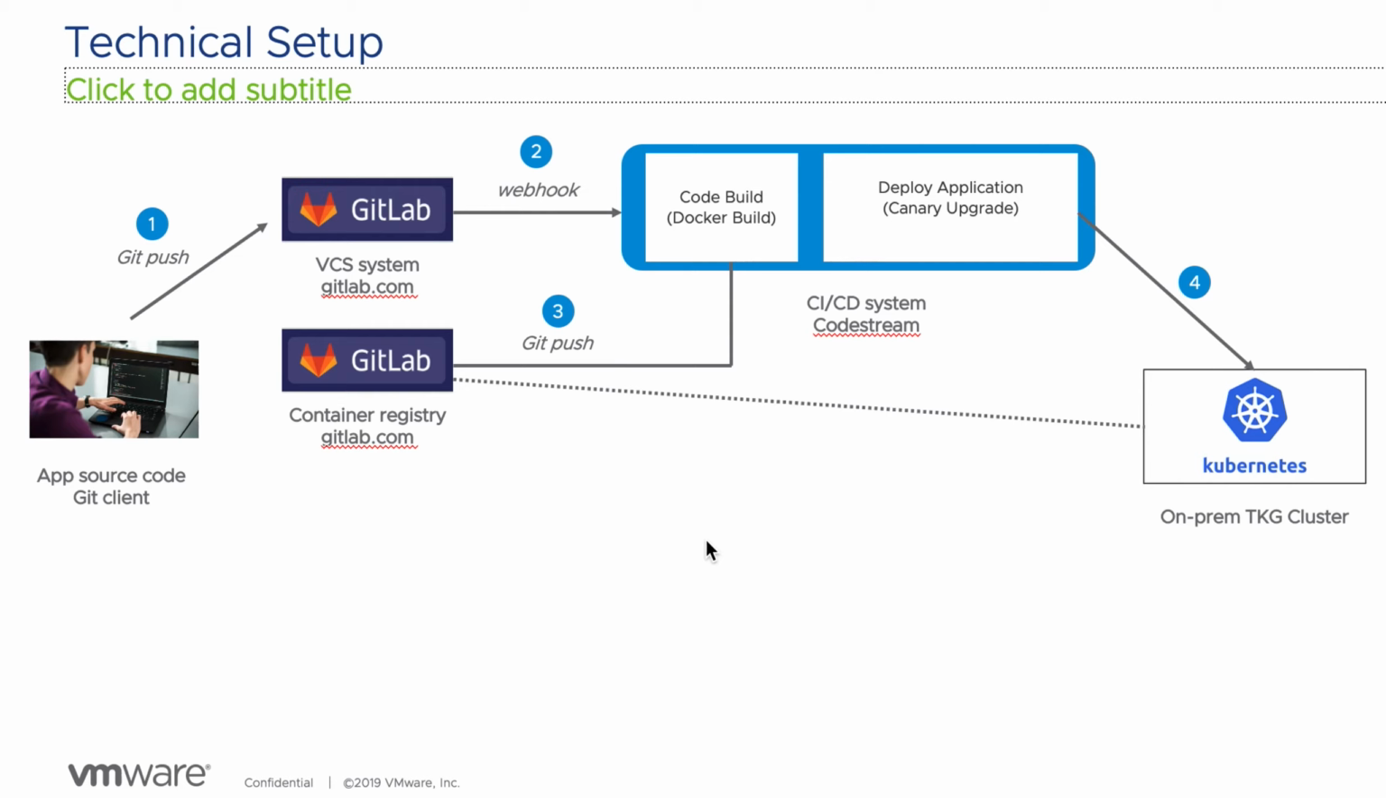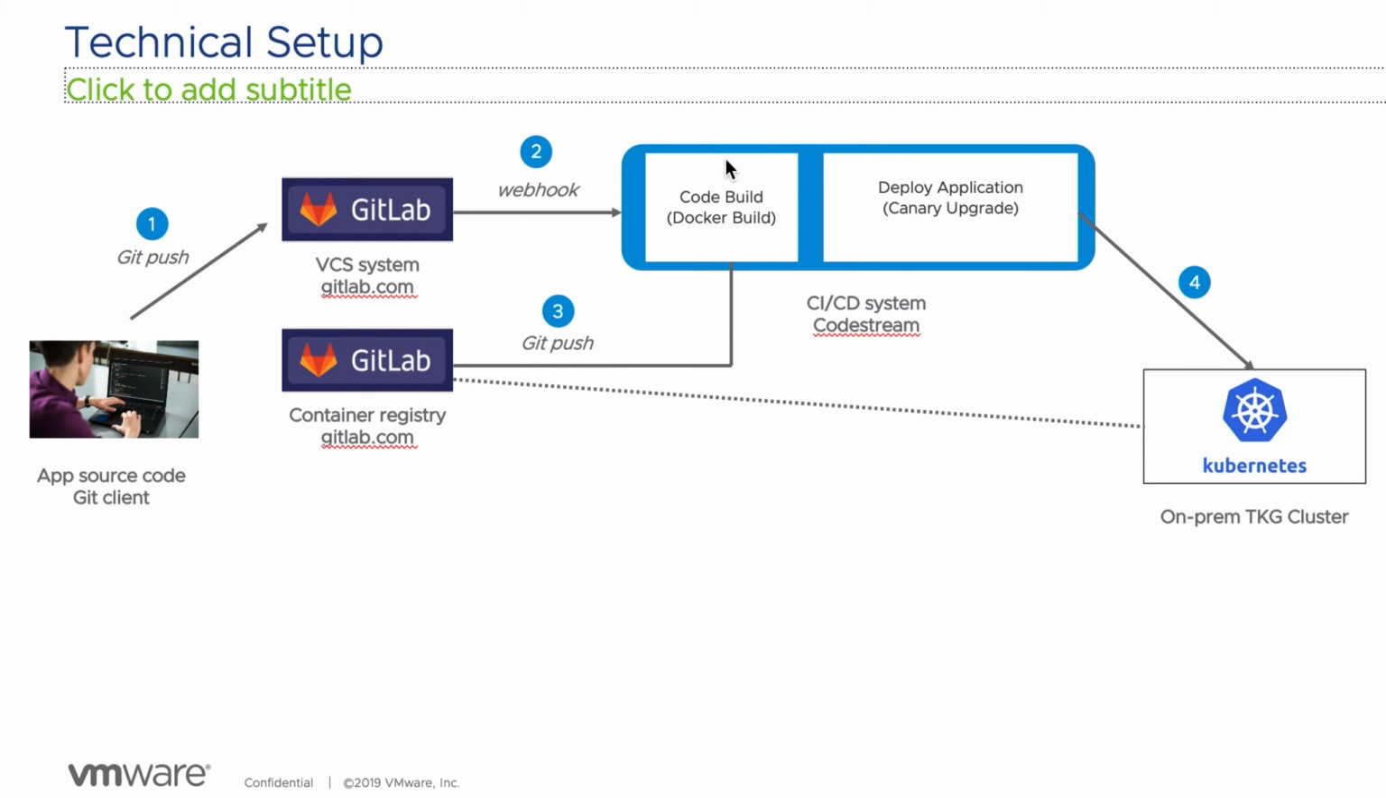This demo is meant to showcase a very simple developer workflow: modifying the source code of an application from his laptop, pushing the change into the system, first on the version control system, which will automatically trigger a webhook to the CI/CD system with a pipeline that is broken in two pieces.